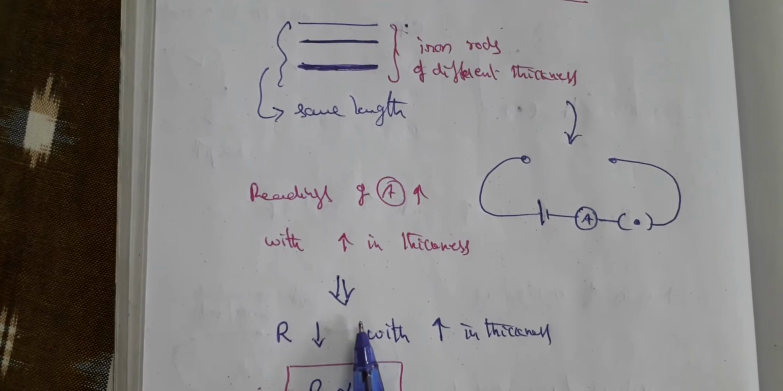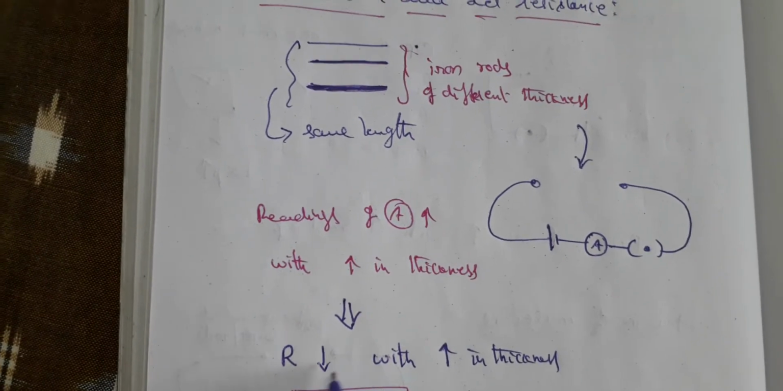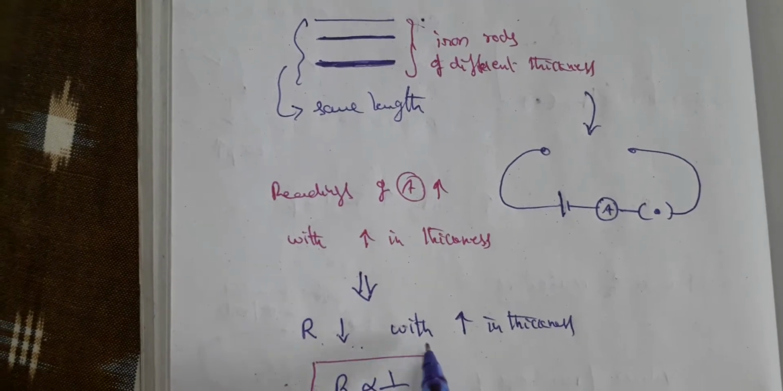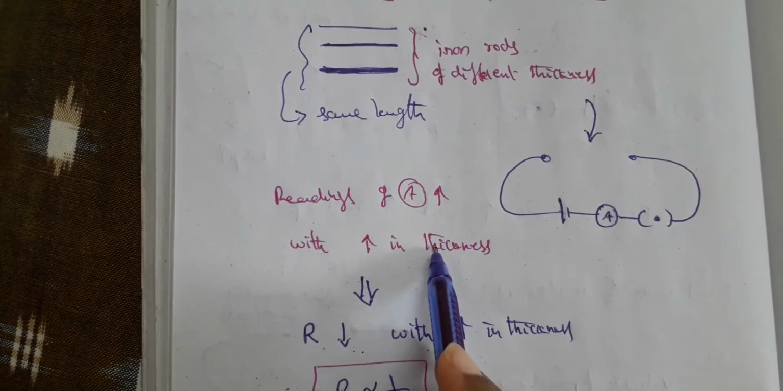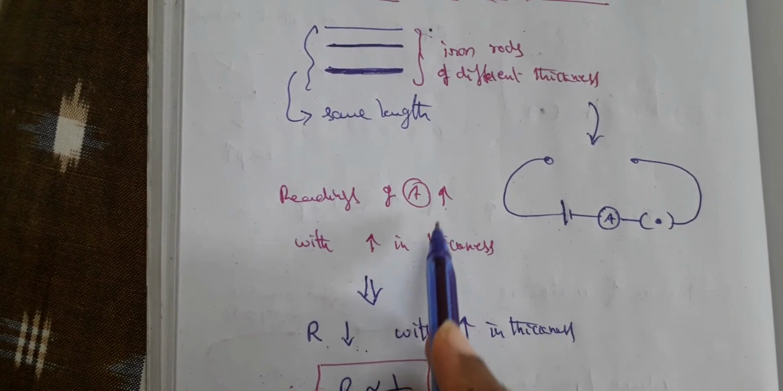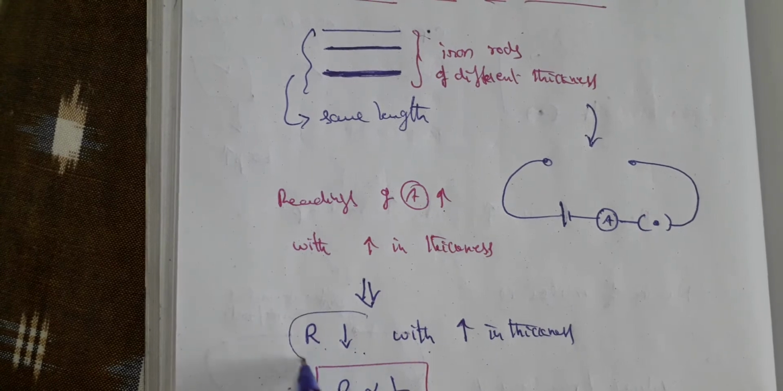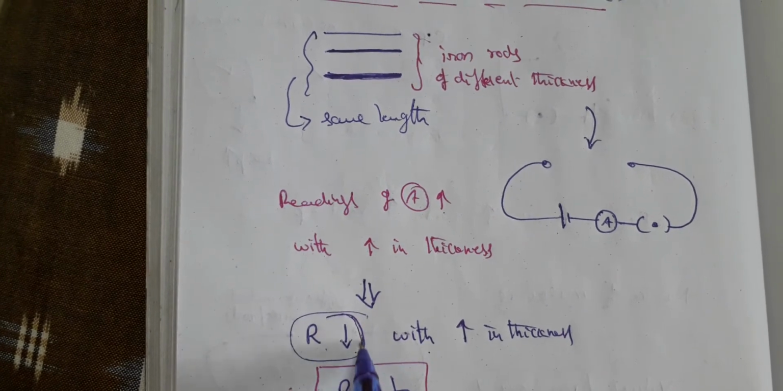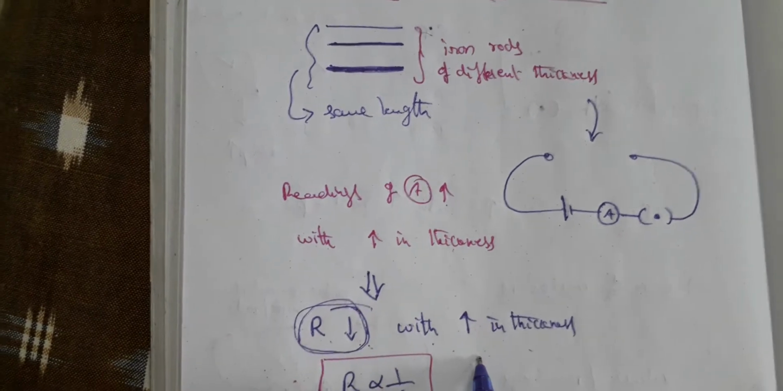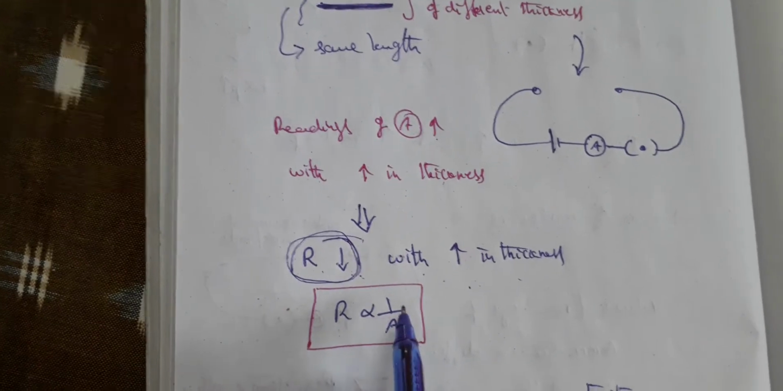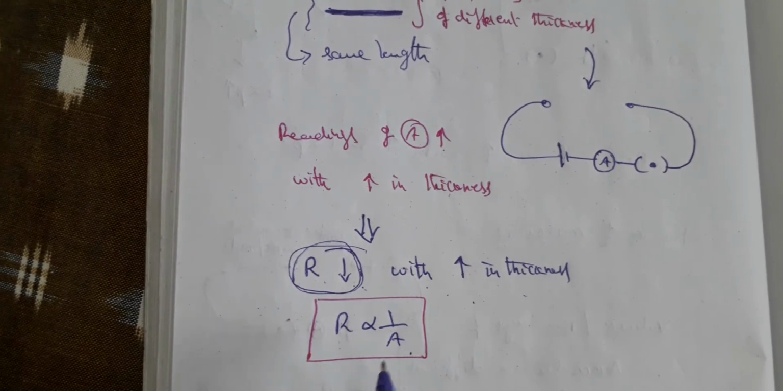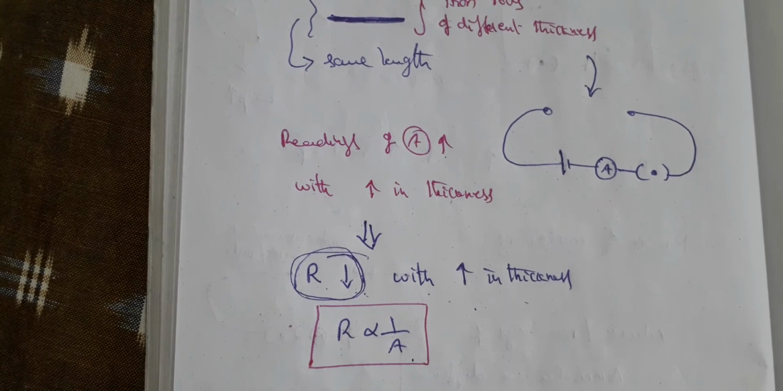If the current is increasing, that means resistance is decreasing. Resistance is decreasing with increase in thickness. Is it not? The meter reading is increasing, which means current is increasing. When will the current increase? When resistance decreases. So we can conclude that resistance is decreasing with increase in thickness. That means resistance is inversely proportional to the area of cross section.